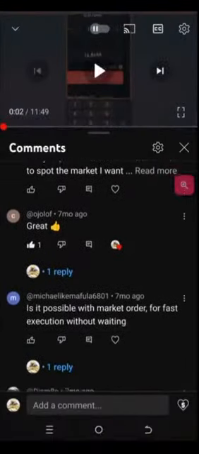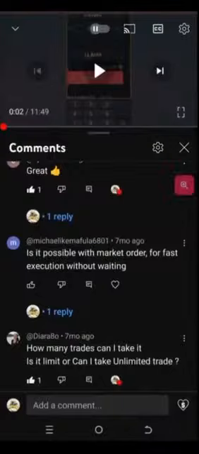Good. So let's see. Is it possible with market order for fast execution? This question always comes up. Yes, it's possible, but you're not going to make money. If you want to get fast execution, you can do market order, but you are not going to make money. You will probably make a loss.